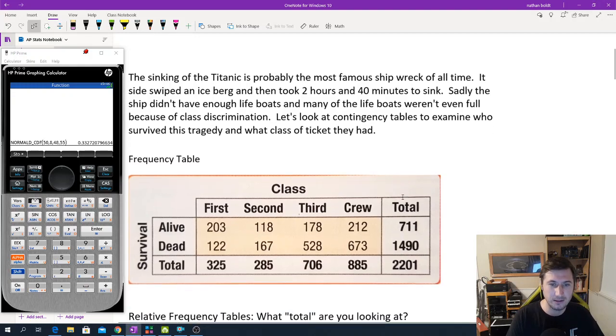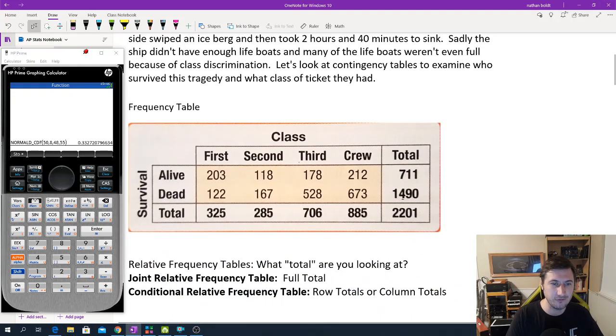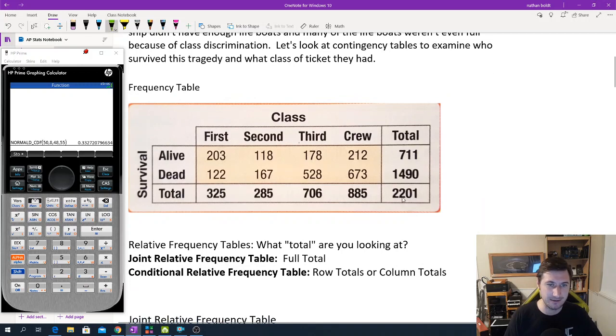So here is a summary table, a frequency table of that data. So each part here tells us what happened. Here we have 118 people survived and were in second class. Here we have 673 people. Those were crew members who did not survive. So that is just a basic summary table of the data to put it in and organize it. Now what can we do with it?